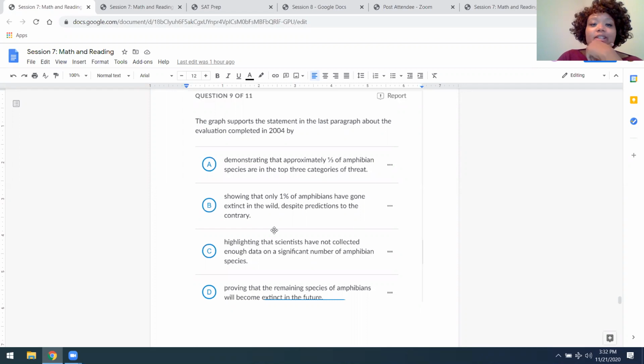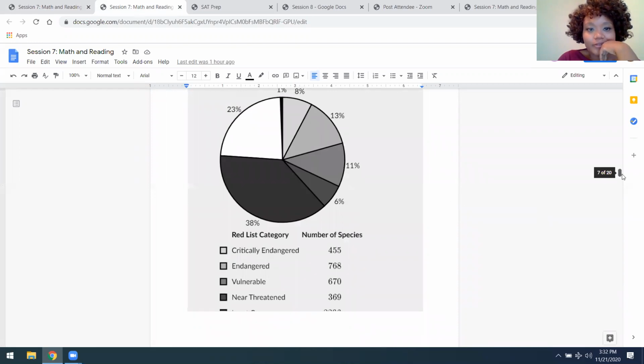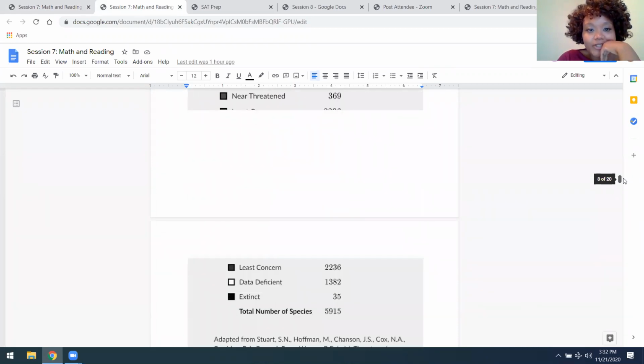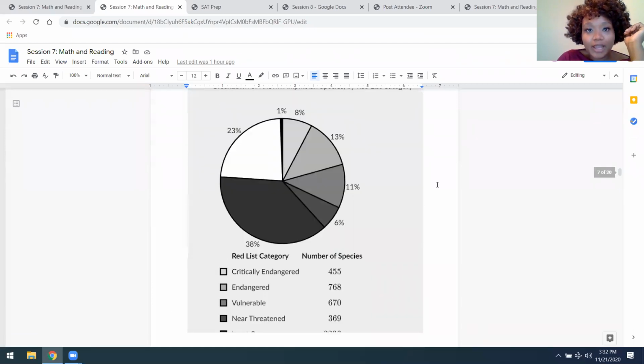So the wording is very exact. So answer choice B, despite predictions to the contrary. Answer choice B says that the graph shows that only 1% of amphibians have gone extinct in the wild. Okay, so let's look at our graph. We see the black part, the darkest part, is extinct. The ones that have gone extinct. And that is actually 1%. We see that right there.